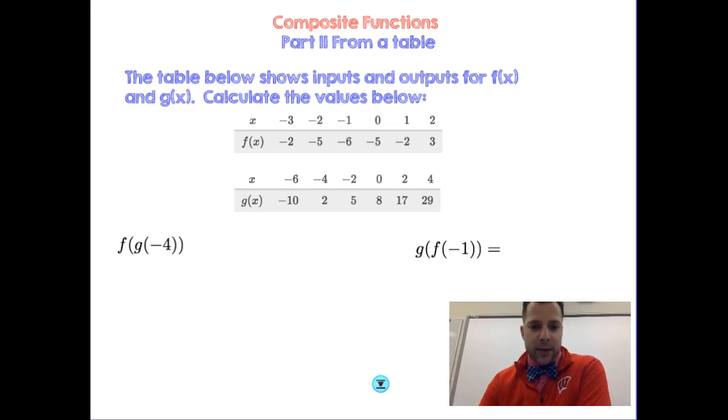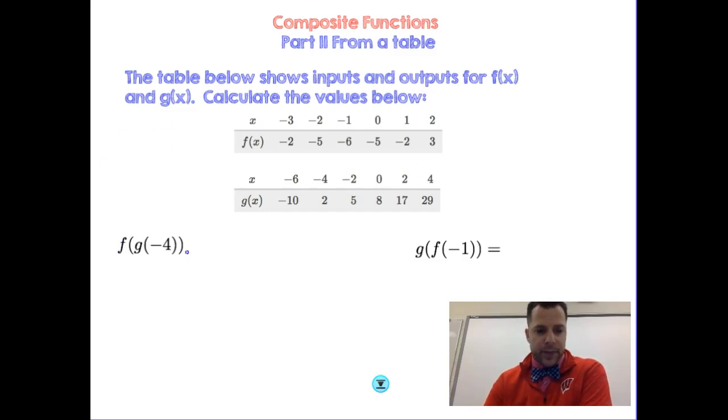Now this table has two functions, f and g, and you see the inputs for f are along the top. So if we want to know f of -1, which we will in a little bit, f of -1 is going to be -6, or f of 0 is -5. And then below you have the inputs for g of x. So what we're going to do is compose these functions.